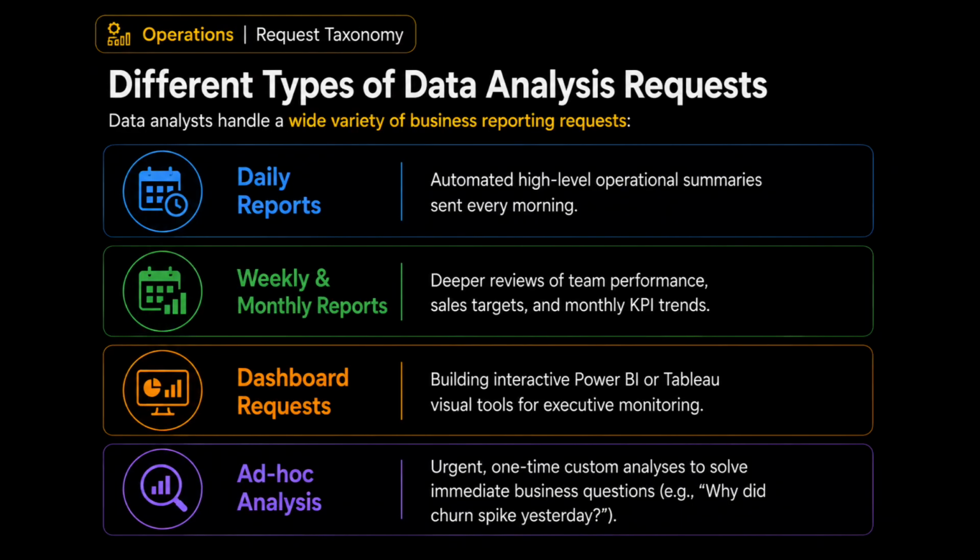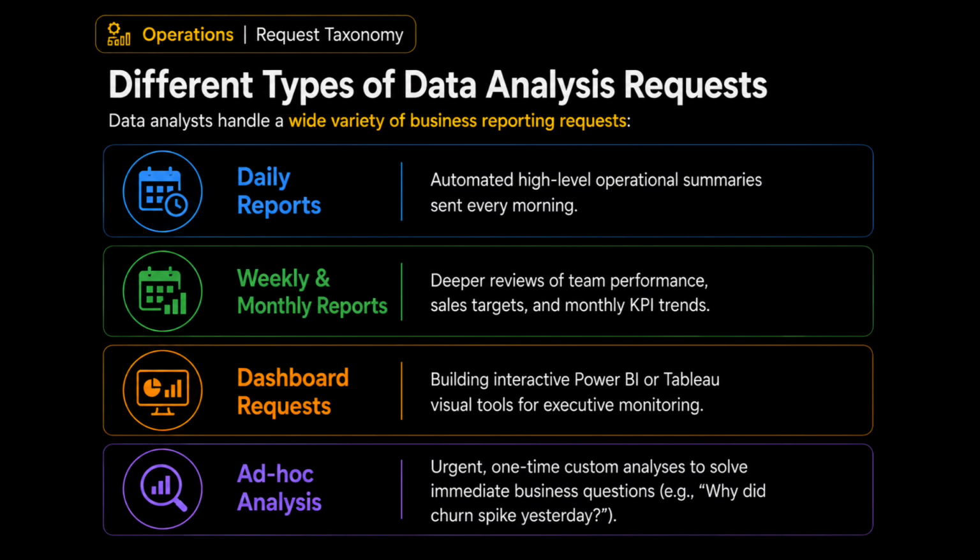Data analysts receive a wide variety of business reporting requests, and each request serves a different purpose. The first type is daily reports. These are automated, high-level operational summaries that are usually sent every morning to provide a quick view of business performance. The second type is weekly and monthly reports. These offer deeper reviews of team performance, sales targets, and KPI trends over a longer period.